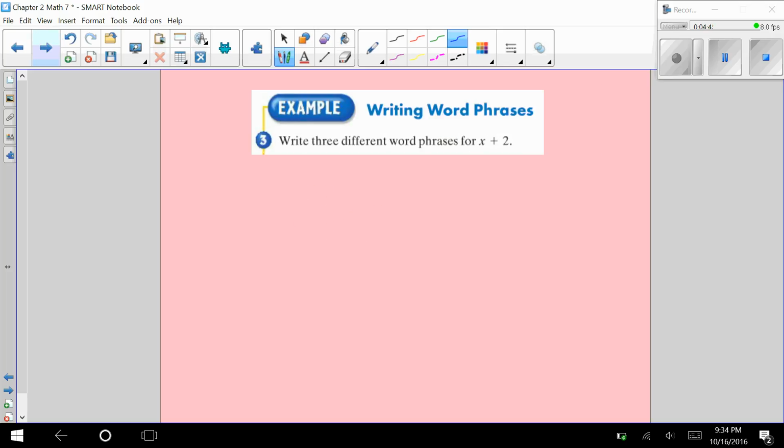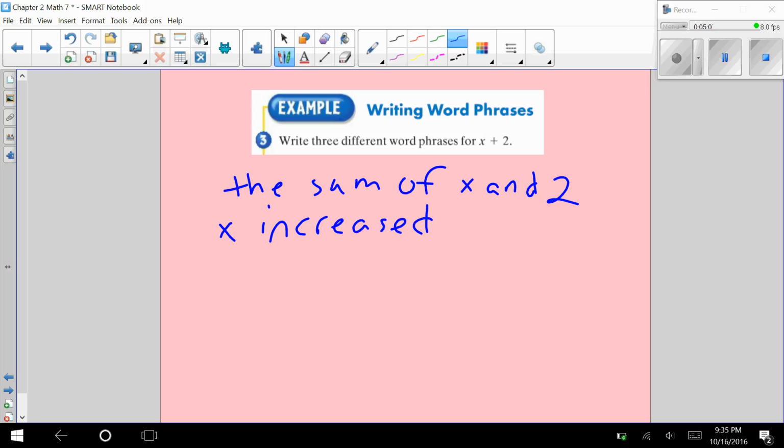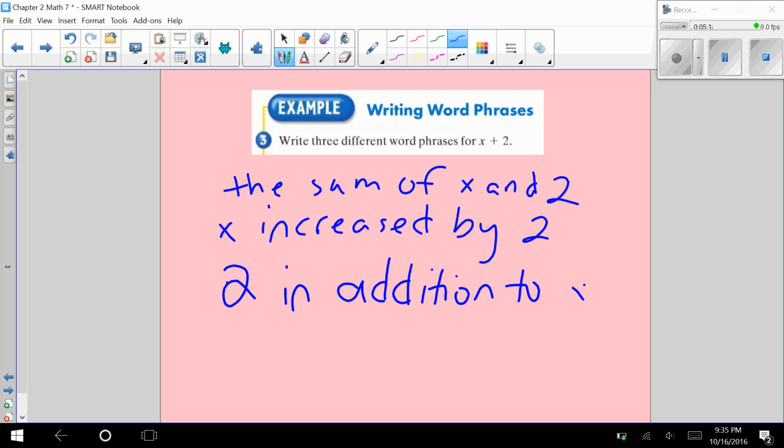All right, another common thing you'll have to do is writing word phrases for something. Let's write a few word phrases for x plus 2. We could say the sum of x and 2. We could say x increased by 2. We could say 2 in addition to x. All sorts of phrases we could write. These are just 3 examples of what we could say.